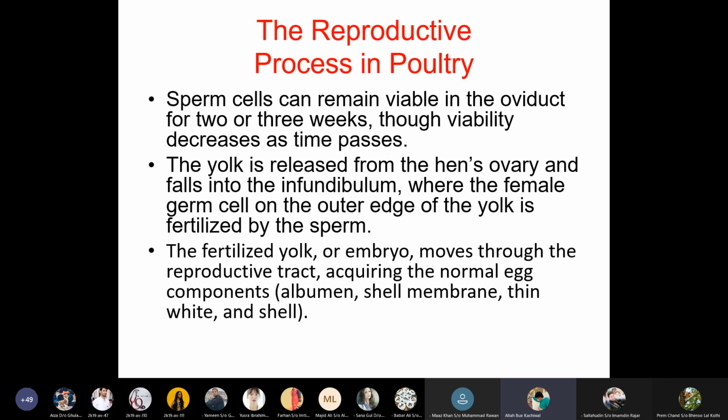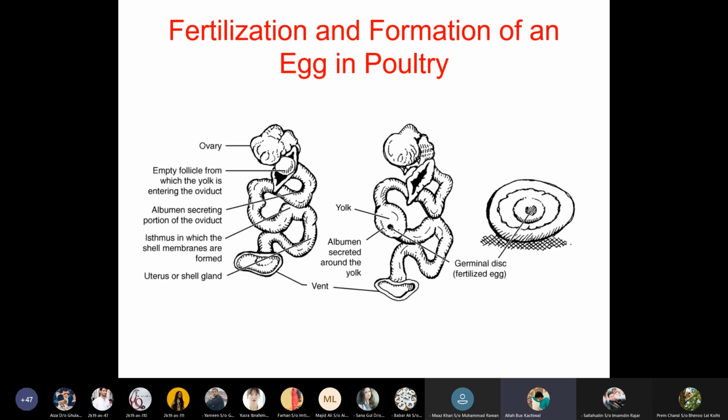The yolk is released from the hen's ovary and falls into the infundibulum, where the female germ cells on the outer edge of the yolk are fertilized by the sperm. The fertilized yolk, or embryo, moves through the reproductive tract, acquiring the normal egg components: albumin, shell membrane, and thin white shell.